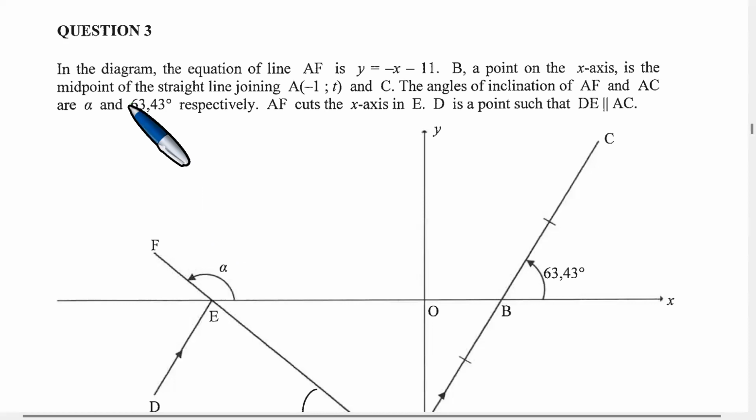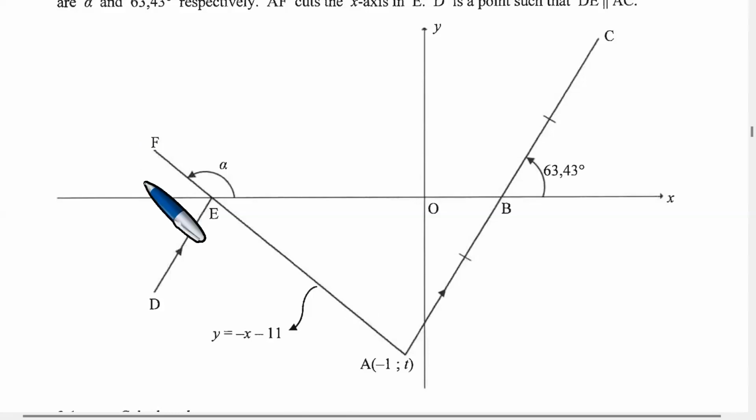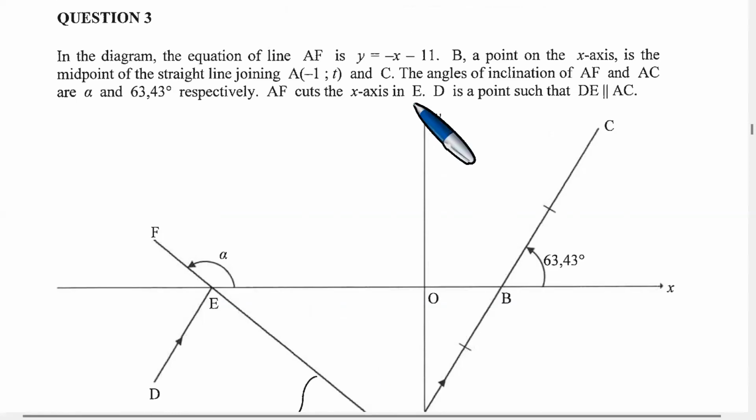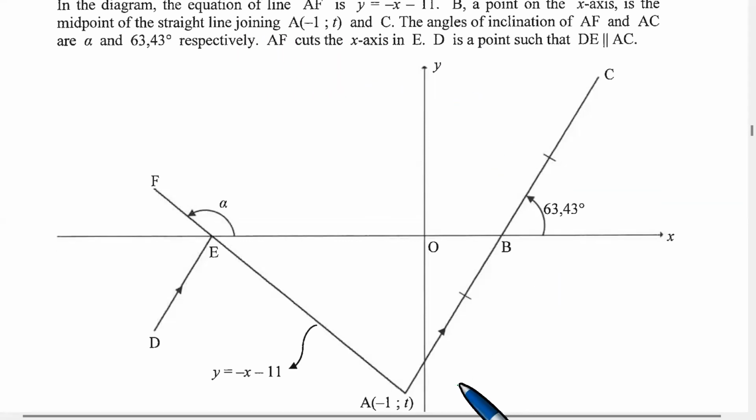But now we are looking at question 3 in the diagram. The equation of line AF is given. So you have line AF. Here is A, and obviously we have F here. And the equation of the line is y = -x - 11. B is the point on the x-axis. Here is B. B is the midpoint of the straight line joining A and C.